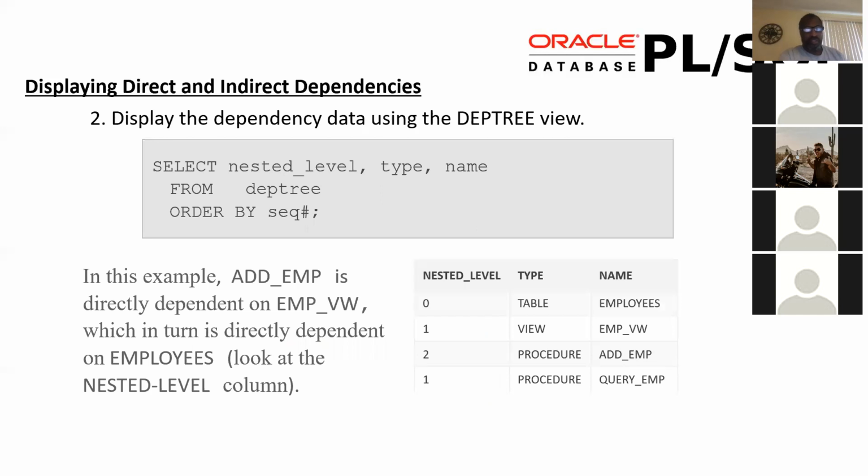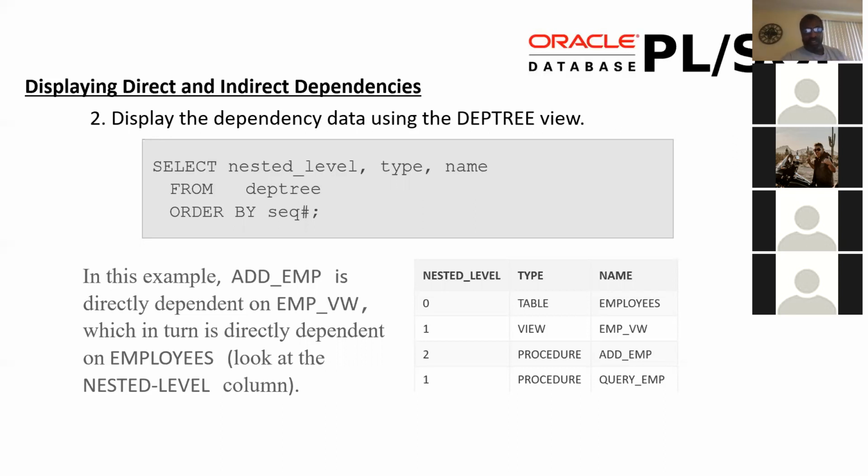So displaying dependency data using the dependency tree view. Remember, these are like views or like temp tables. Basically, it will look like the results there on the bottom. The table will tell you the type of object and whether it's nested, and essentially it'll give you an idea what the dependency is.